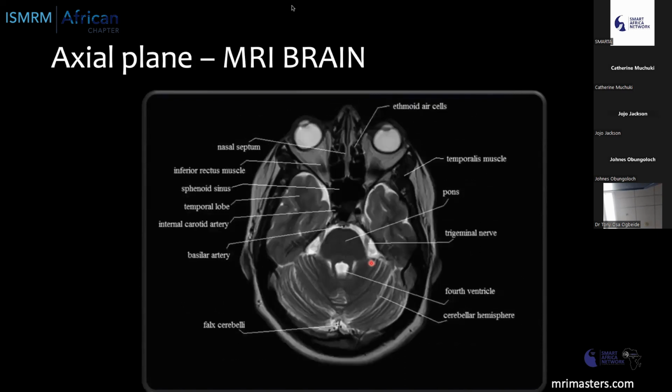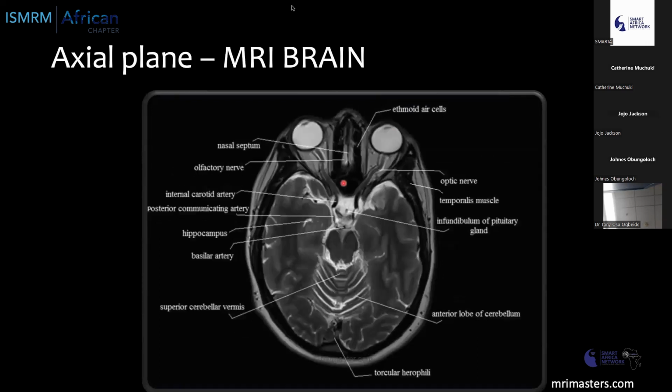Okay, and as we go up, we appreciate the pons, you appreciate the trigeminal nerves, and this is the middle cranial fossa with the temporal lobes, and we see the folia of the cerebellum. Okay, and anteriorly we see the orbits and the nasal sinuses.